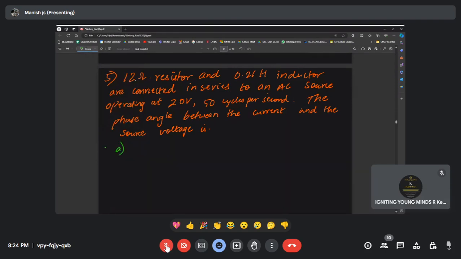Options are: option A, 30 degrees; option B, 40 degrees; option C, 80 degrees; option D, 90 degrees. So these are the options.